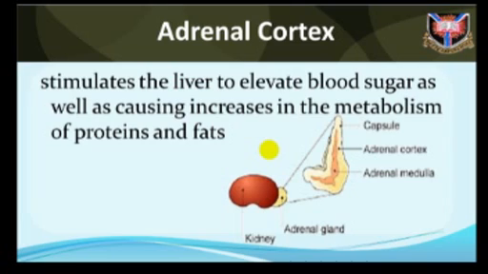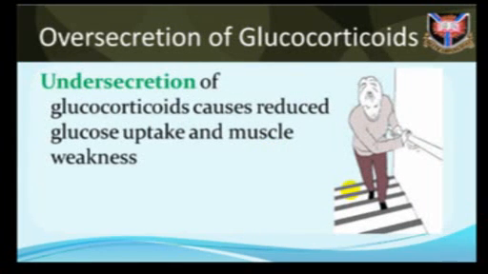Undersecretion of glucocorticoids causes reduced glucose uptake and muscle weakness. Oversecretion of mineralocorticoids leads to excessive production of aldosterone, causing excessive reabsorption of sodium chloride and water. It also causes excessive excretion of potassium, leading to syncope and muscle weakness. Adrenal medulla. It produces epinephrine and norepinephrine.